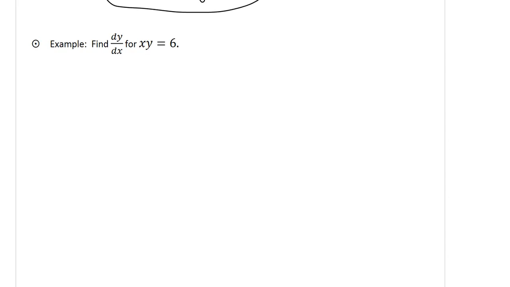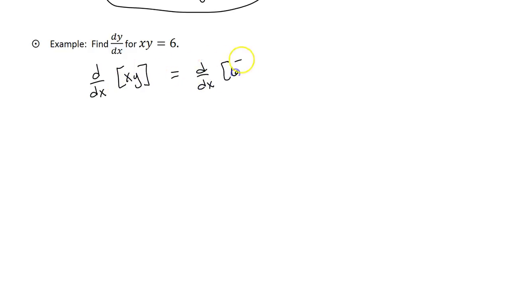Now taking a look at this one, we're going to start out exactly the same way. The derivative with respect to x of xy is going to be equal to the derivative with respect to x of 6. Now the thing about this one is, when we do this by implicit differentiation, we're going to need to use the product rule because we have x times y. We're going to have f equal to x, and we're going to have g equal to y.